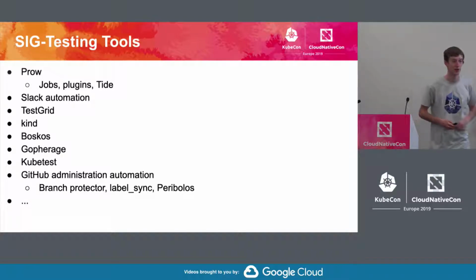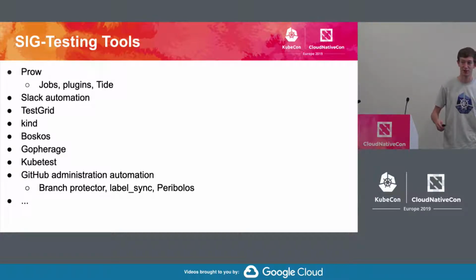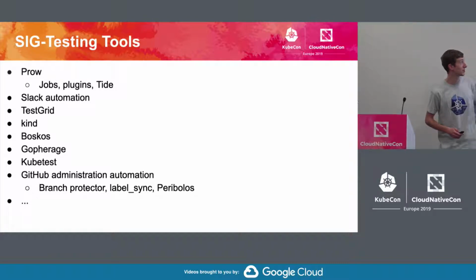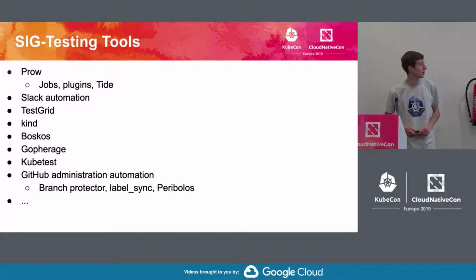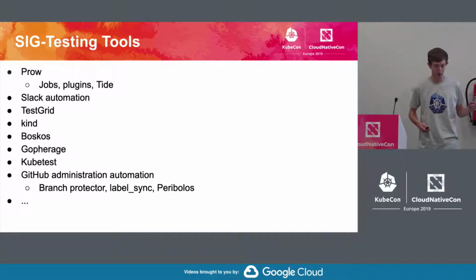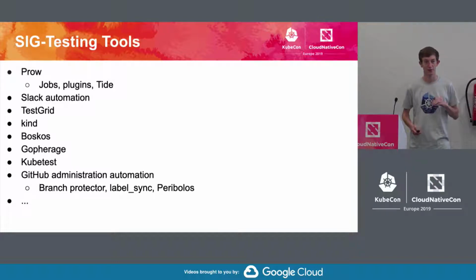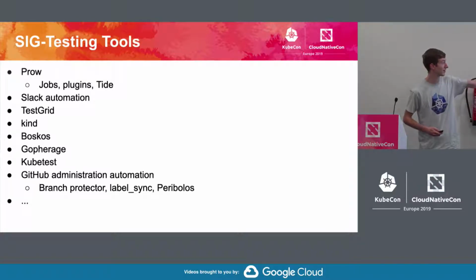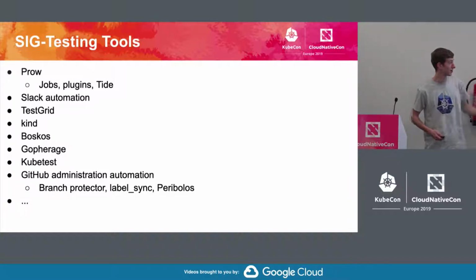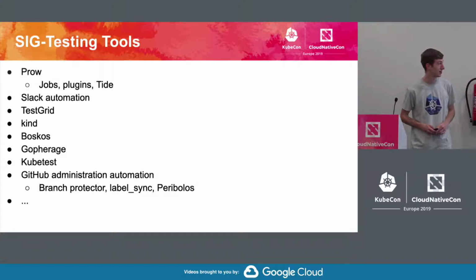Kind is Kubernetes in Docker. Super awesome. It lets you run an entire Kubernetes cluster inside a Docker container. Boskos is a generalized resource management service that we use for provisioning things like clusters on the fly. Gopherage is a really cool tool that lets you get line coverage using the go test command, but for things that are not actually Go unit tests. So you can run your E2E tests and get line coverage just like you would from a Go test. And Kubetest is some tooling that we have for testing Kubernetes itself. And we also have a number of tools related to GitHub administration and automation. So a lot of these are running cross-org management kind of things.